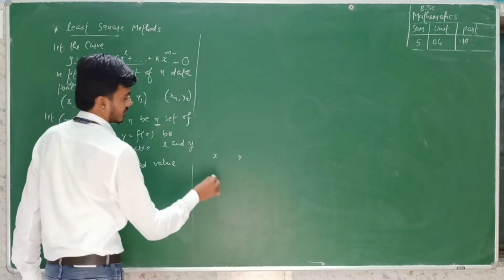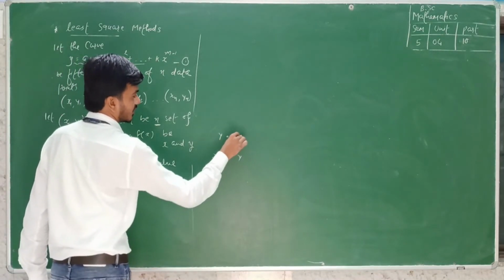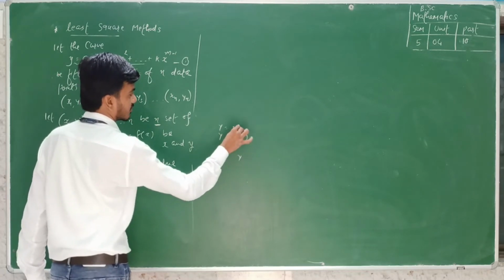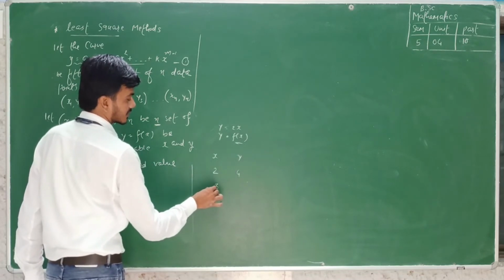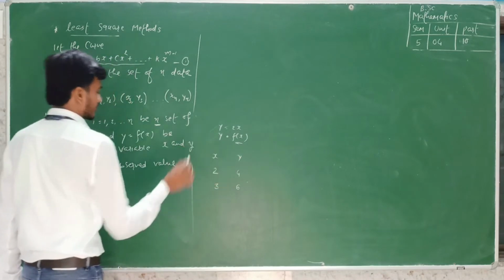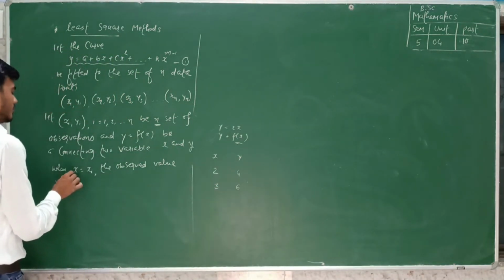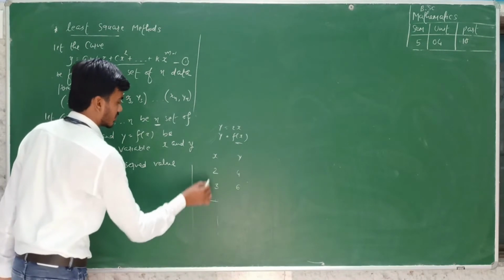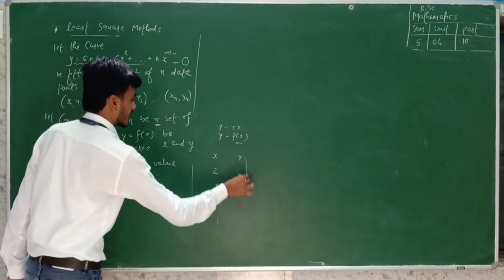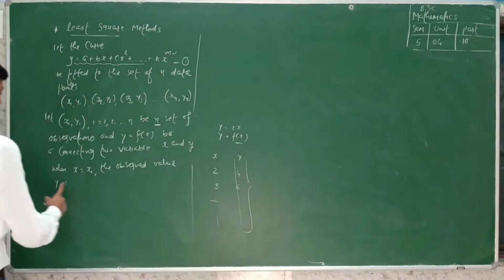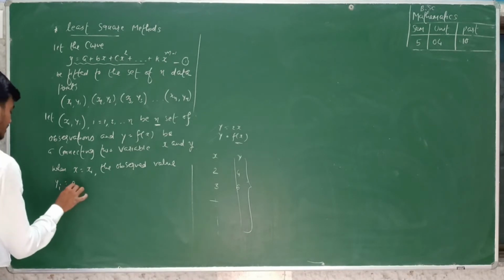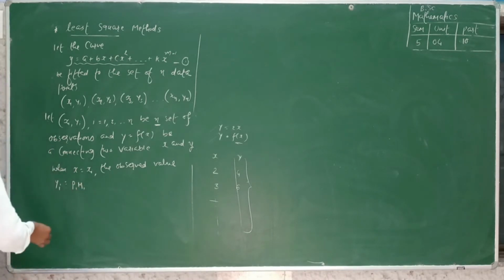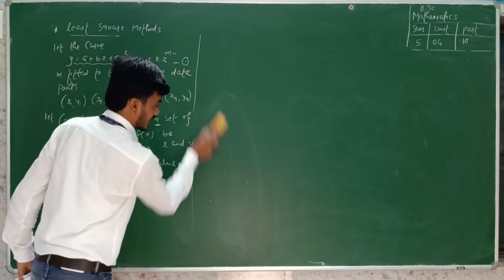suppose we have x and y. Suppose y is equal to f of x, some function. Suppose y is equal to 2x. We can put x is equal to 2, so y is equal to 4. x is equal to 3, so y is equal to 6. Same as we have when we put x is equal to xi, we observe the value of y. Then the observed value yi is equal to Pi Mi. We can draw this. What are Pi and Mi?